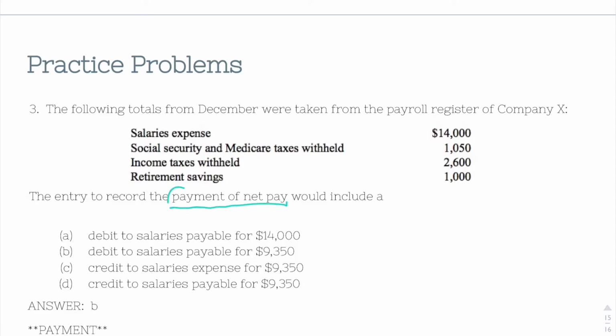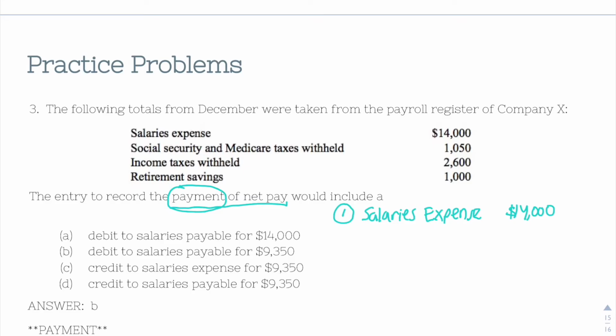Keyword here is payment. So I'm going to show you what it's asking. First thing you would do is figure out what the net pay would be. So we remember for our employee entry, it looks like this. This is the first step. We are going to debit salaries expense for gross pay. So we would do salaries expense is debited for $14,000.